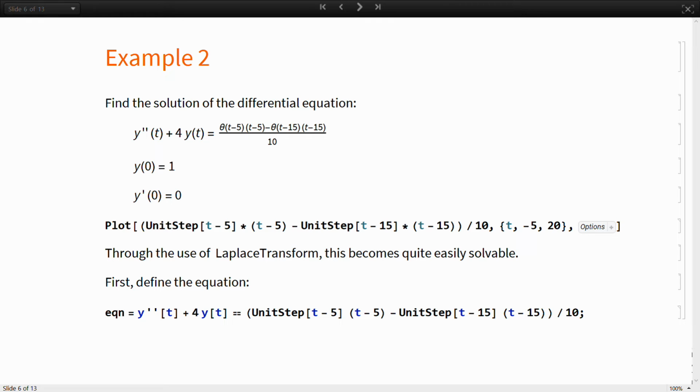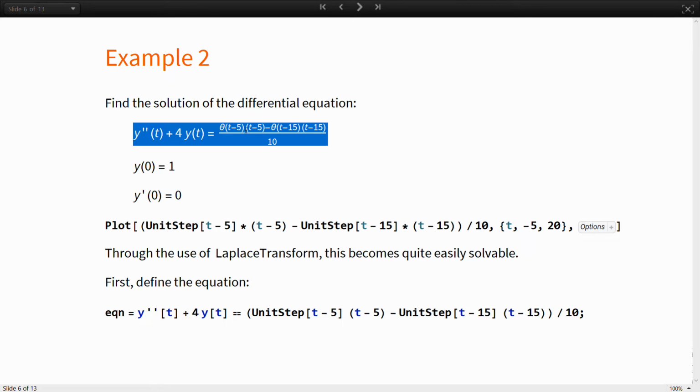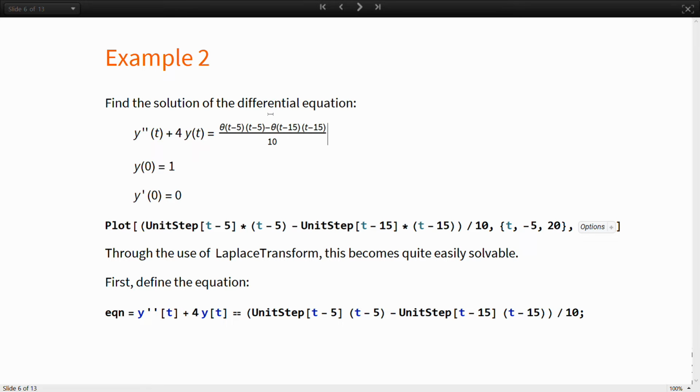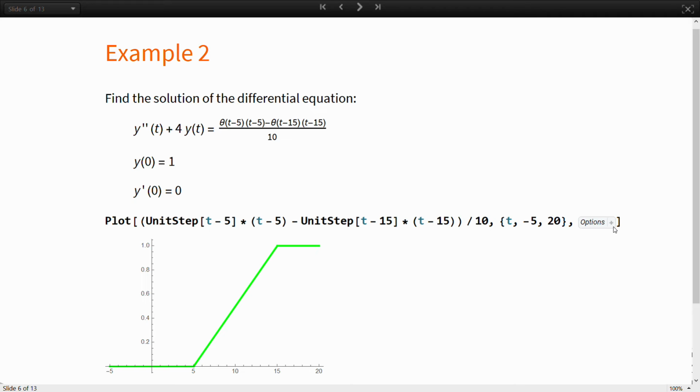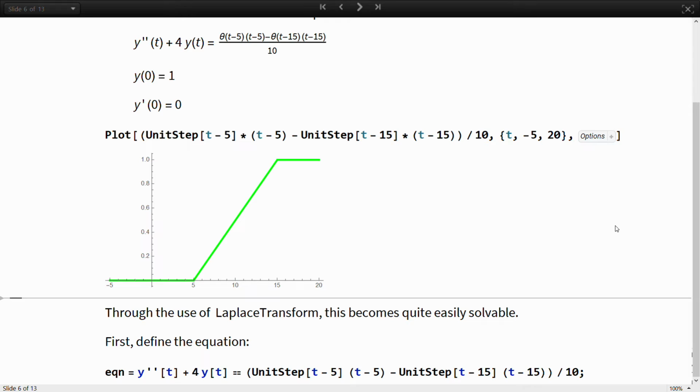Now let's consider solving the second-order differential equation here, where the non-homogeneous term is now the sum of two unit step functions. Once again, we are given initial conditions on the value of the solution and its first derivative at t equals 0. Plotting the non-homogeneous term shows that it is 0 when t is less than 5. It increases linearly until t equals 15, then becomes the constant 1 when t is greater than 15.